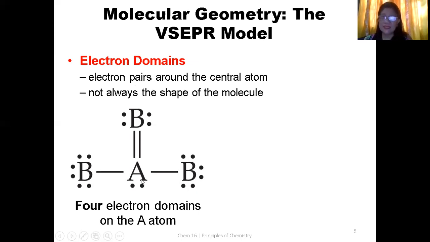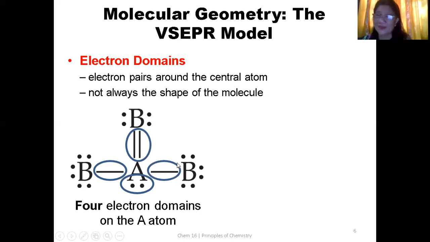So, if this is the central atom, A, how many electron domains does A have? There will be 4. How are we going to count? That is 1, then 2, 3, 4. Because it has something to do with the pairs. Of course, there will be 2 pairs here, 1 pair, 1 pair, 2 pairs. It doesn't say how many pairs, just electron pairs around the central atom. So there will be 4 electron domains in the atom A.